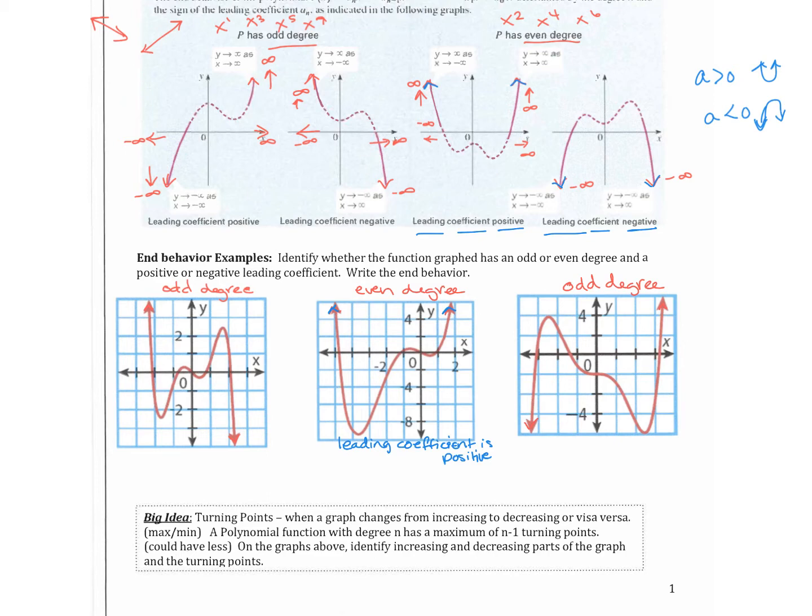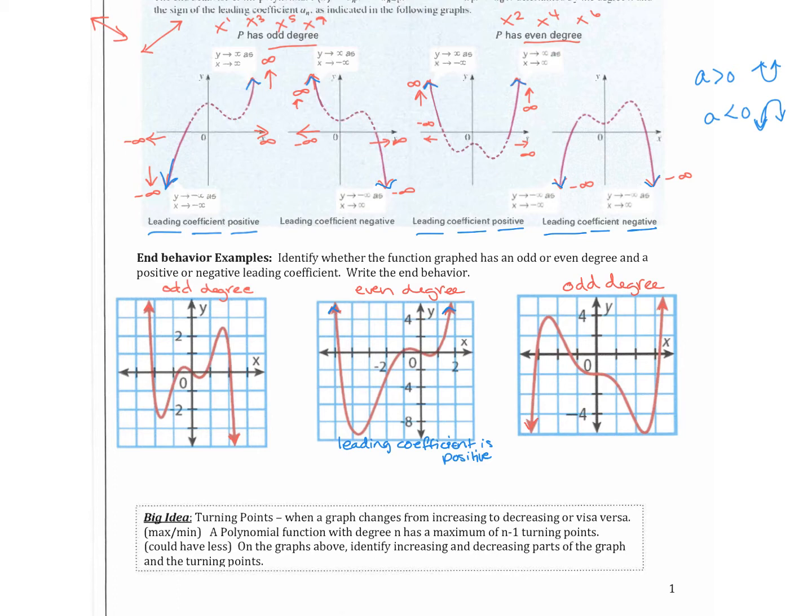So how do I know when it's an odd degree and they're going different directions? Well, if we look at my odd degree function on the left, the way that it is going up to the right and falling to the left, this is the behavior of a cubic function or a fifth degree function or an x to the seventh degree function with a leading coefficient that's positive. Well, what happens when my leading coefficient becomes negative? Then my graph flips and it falls from the left down to the right.